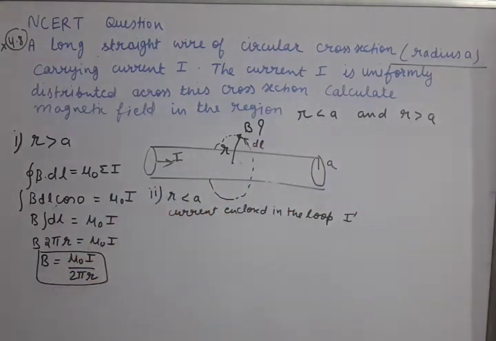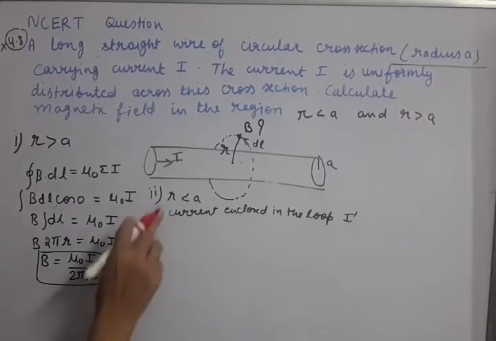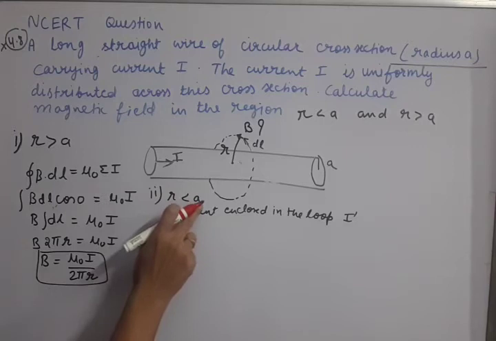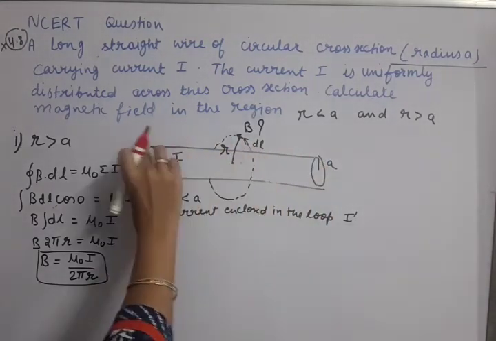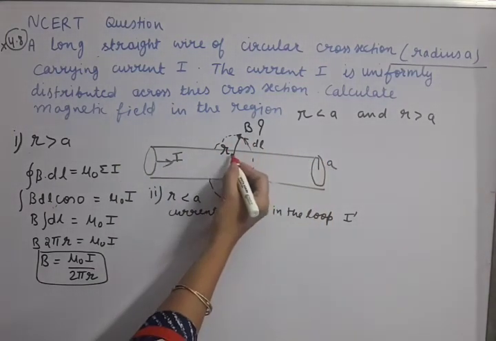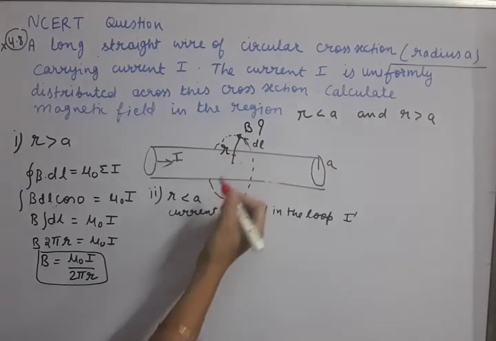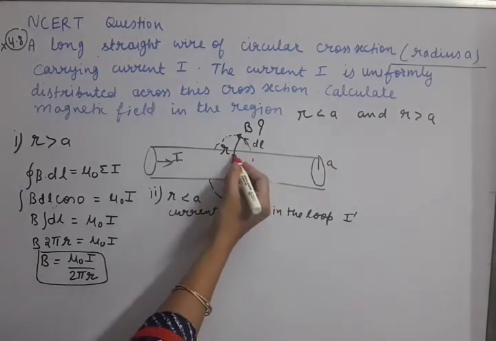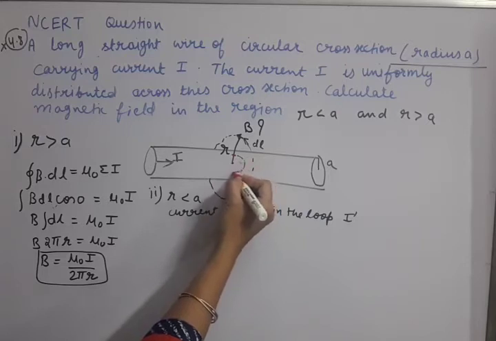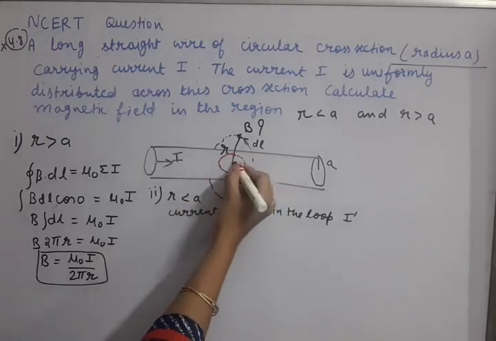This is a little different. Now what? The point P, which is at R distance, is at less than A distance. Now A is the radius of this wire. That means the point is in the wire only. So we can now create the loop which is smaller in radius. Its radius is now r.